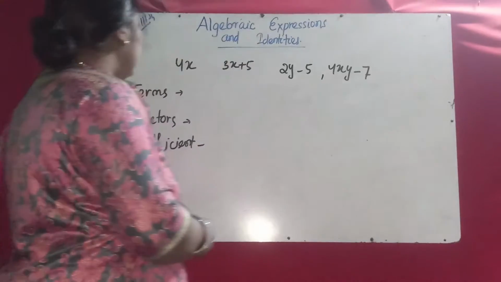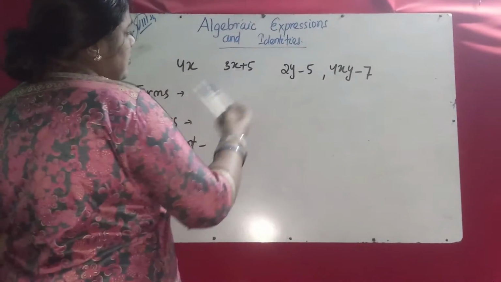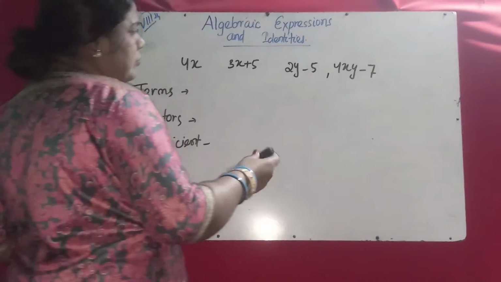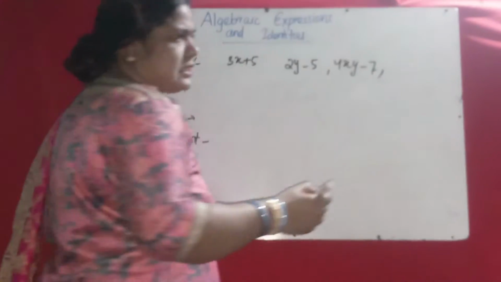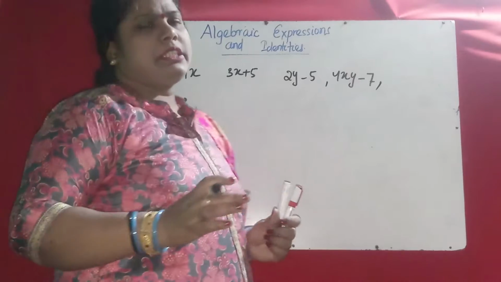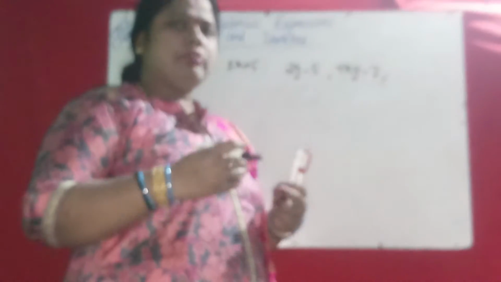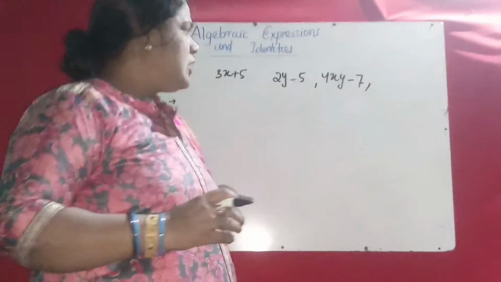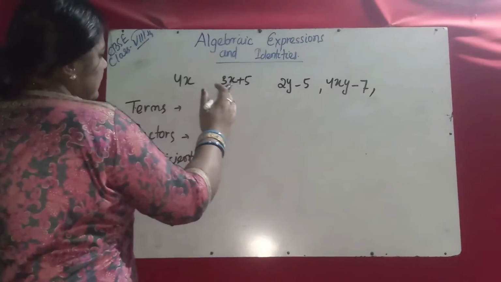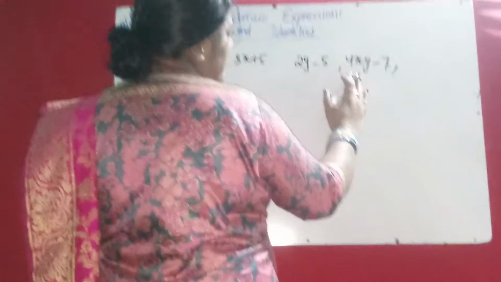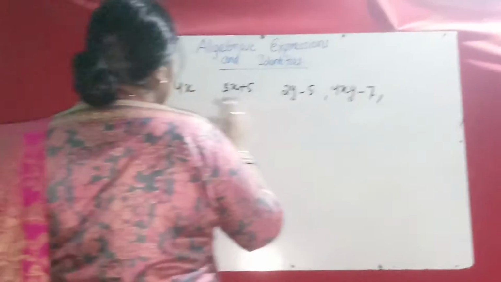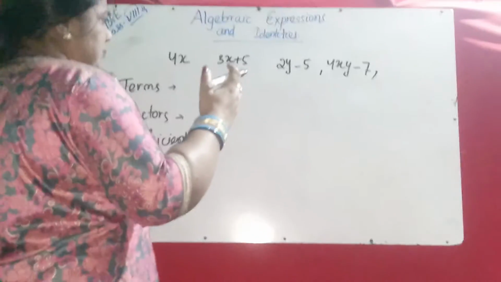Okay. So these are called algebraic expressions: 4x, 3x plus 5, 2y minus 5, 4xy minus 7. Anything you write with a variable and a constant. So an algebraic expression is made up of variables and constants.